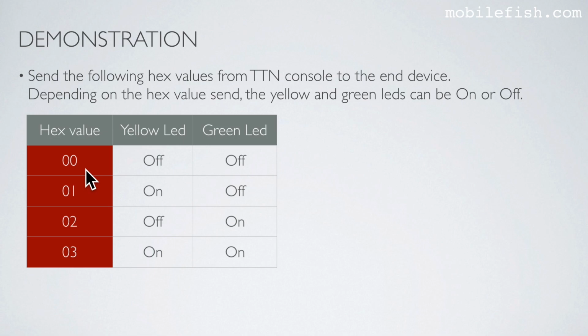So if you send the hex value 00, both LEDs are off. If you send the hex value 01, the yellow LED is on but the green LED is off. If you send the hex value 02, the yellow LED is off, but the green LED is on. And if you send the hex value 03, both LEDs are on.